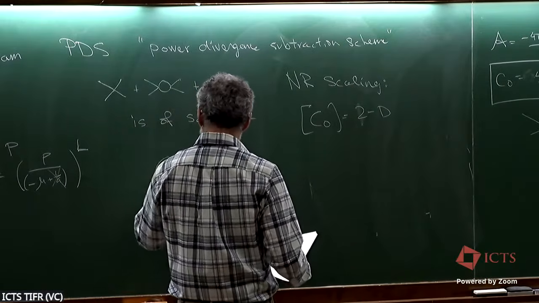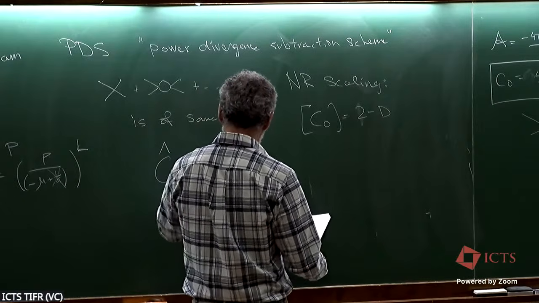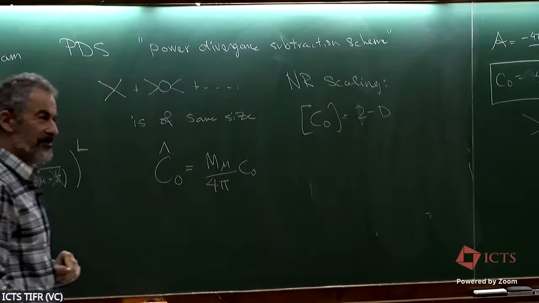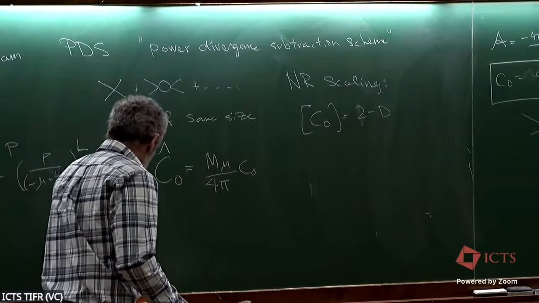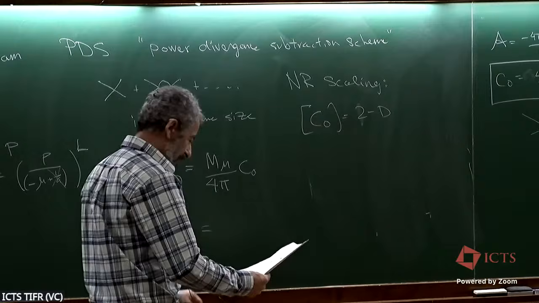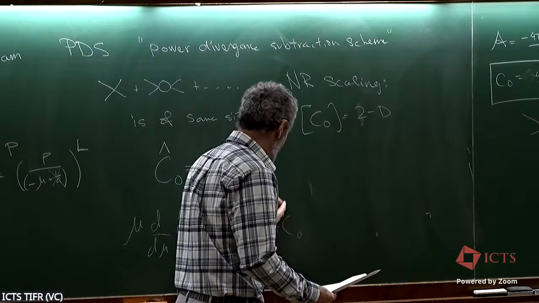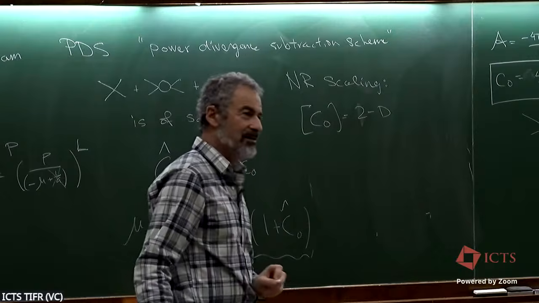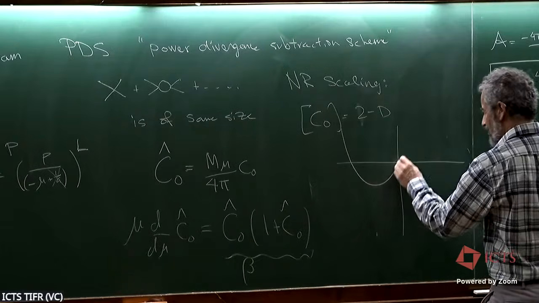But let's first define C naught hat, which is equal to m mu over 4 pi times C naught. That's dimensionless. And now you can just take that formula for C naught, stick it in here, and compute mu d by d mu of C naught hat, and you will find that you can write it as C naught hat times 1 plus C naught hat. And so this is the beta function for C naught hat. And if you plot it, it looks like that.